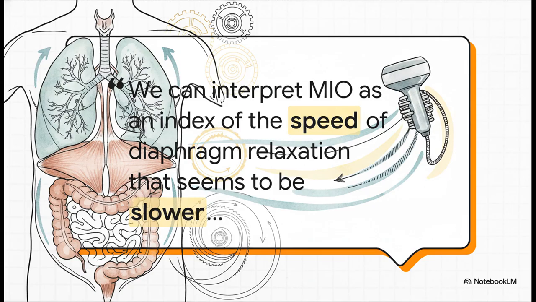At its heart, MIO is an index of speed. It's a non-invasive way to measure how quickly the diaphragm can relax against the pressure inside the chest, a process that is directly slowed down by airway obstruction.